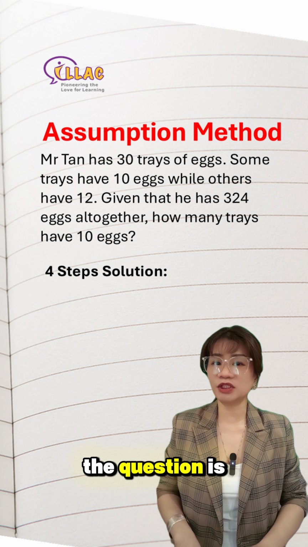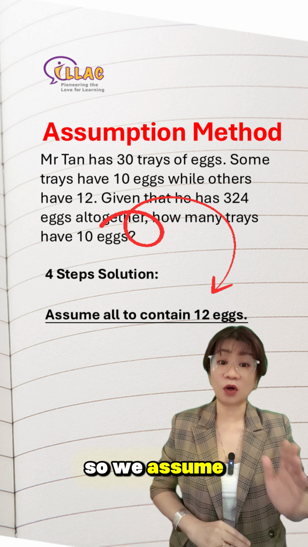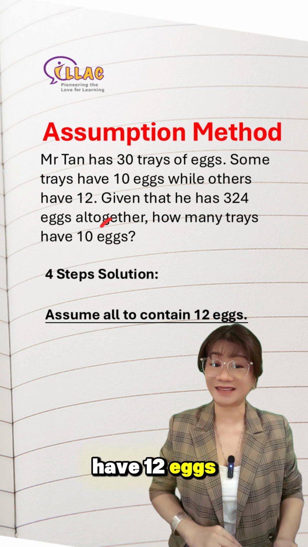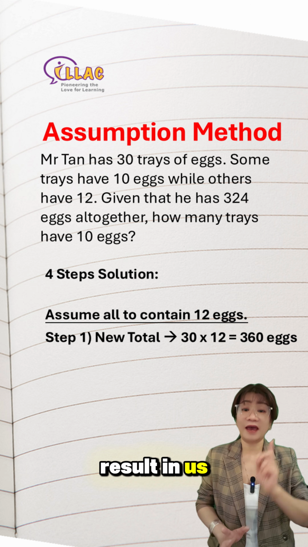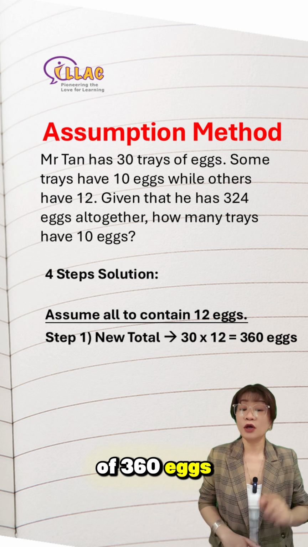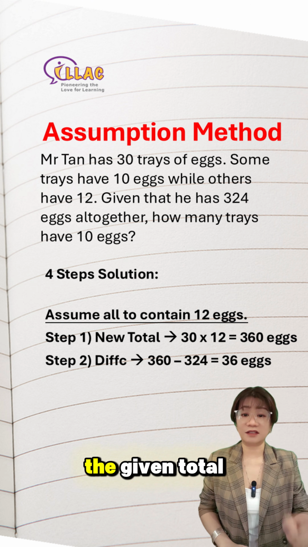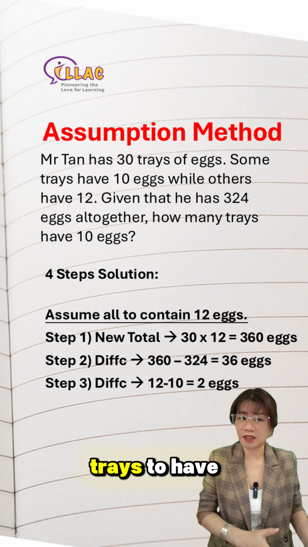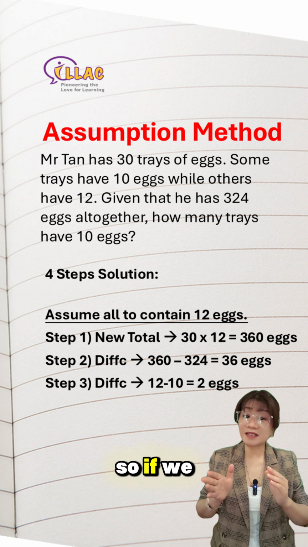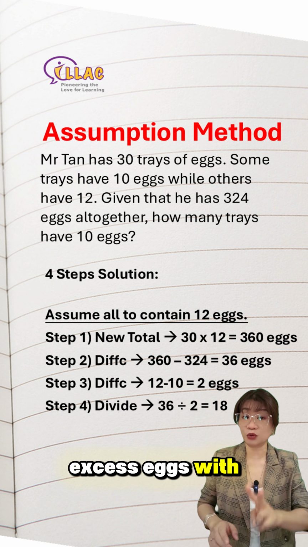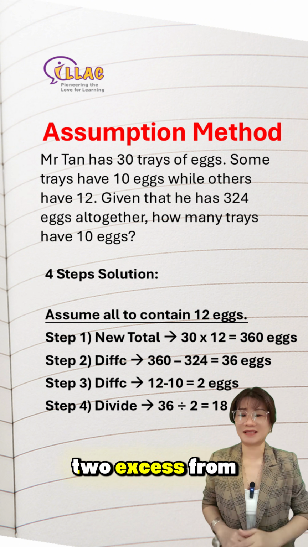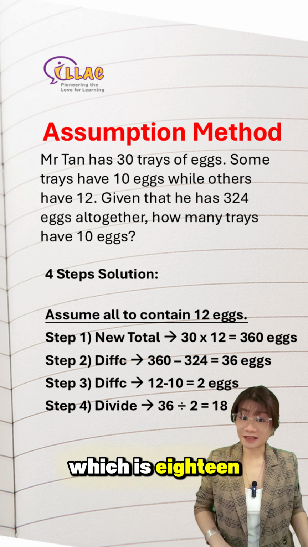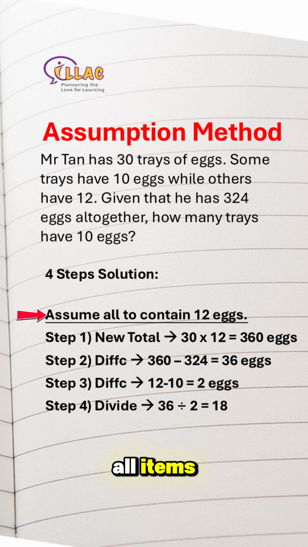In this case, the question is asking for 10 eggs, so we assume all 30 trays of eggs to have 12 eggs. This assumption will result in us having a total of 360 eggs, which is 36 more eggs than the given total. This excess is obviously because we have assumed some of the trays to have 2 extra eggs. So if we divide the 36 excess eggs with 2, we'll know how many trays has 2 excess from 10, which is 18. To summarize, assume all items are the opposite of what the question is asking for.